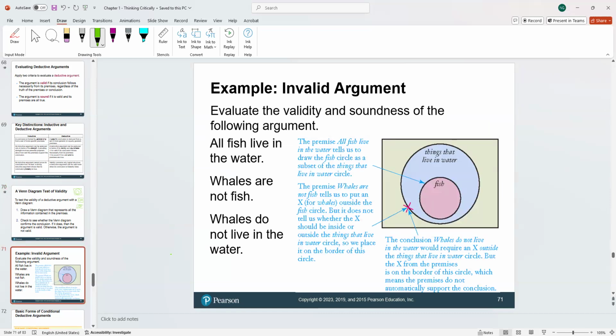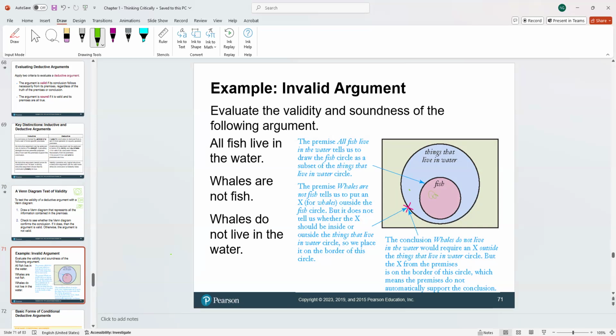Evaluate the validity and soundness of the following argument. All fish live in the water. Remember, for the deductive, we always start with all something. Walruses are not fish. Walruses do not live in the water. Is that true? Okay. The premises: things that live in the water. So let's say walrus would be somewhere here, but not fish, okay?